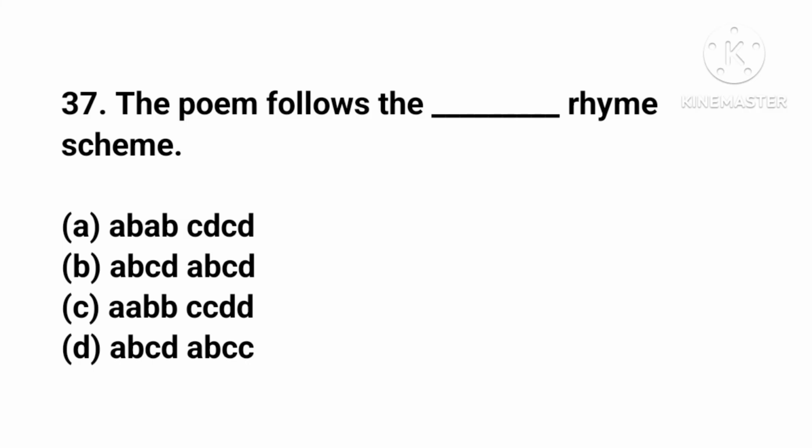Now number 37. The poem follows the dash rhyme scheme. Option A, A, B, C, D, C, D. Option B, A, B, C, D, A, B, C, D. Or option C, A, B, B, C, C, D, D. Or option D, A, B, C, D, A, B, C, C. I know you can answer this. Yes, it is option A. A, B, C, D. Very good.